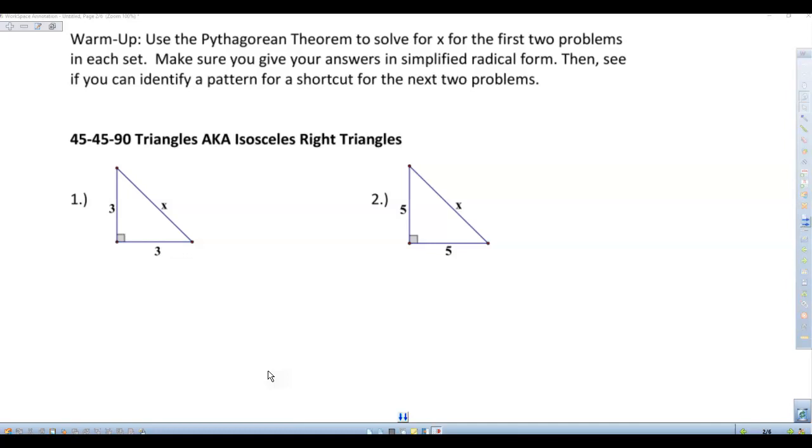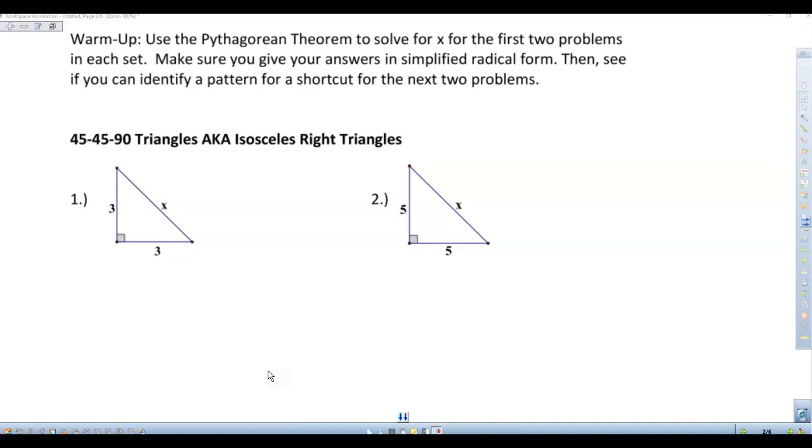So for the warm-up here, you're going to use the Pythagorean theorem to solve for x for the first two problems in each set. Also, please make sure that you give your answers in simplified radical form. Then, see if you can identify a pattern for a shortcut for the next two problems.